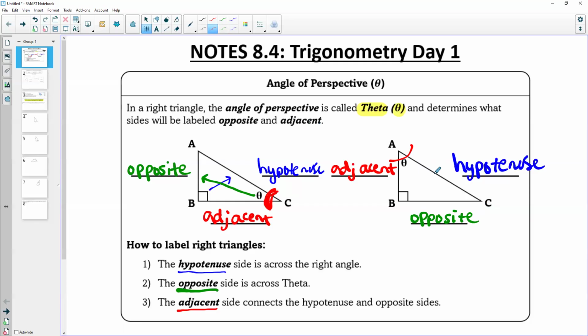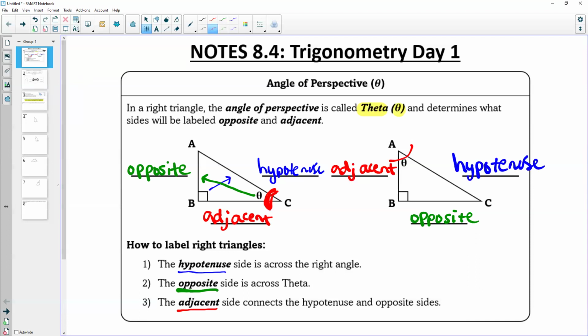Okay. And so we're pretty much going to be following this same type of labeling through every single problem that we do in today's notes, right? So we're going to be comfortable with the idea of labeling our sides hypotenuse, opposite, and adjacent, right? And we'll get more practice with this as the problems arise here throughout the notes.